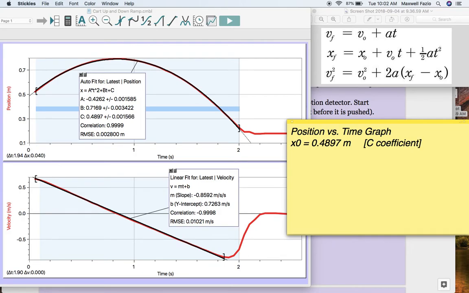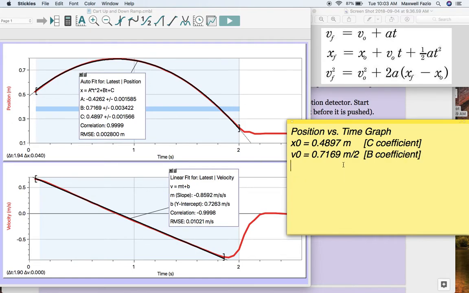All right, now let's look at the next term. This next term only has one t in it, so the coefficient out in front of that is the initial velocity. Well, that's our b value right here. So the initial velocity is going to be this right here, 0.7169 meters per second. That is the b coefficient.